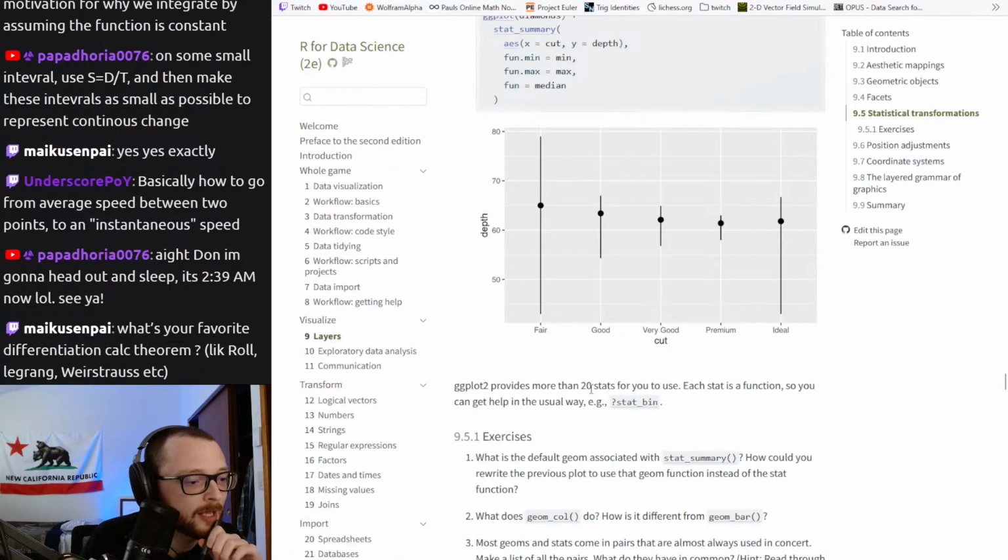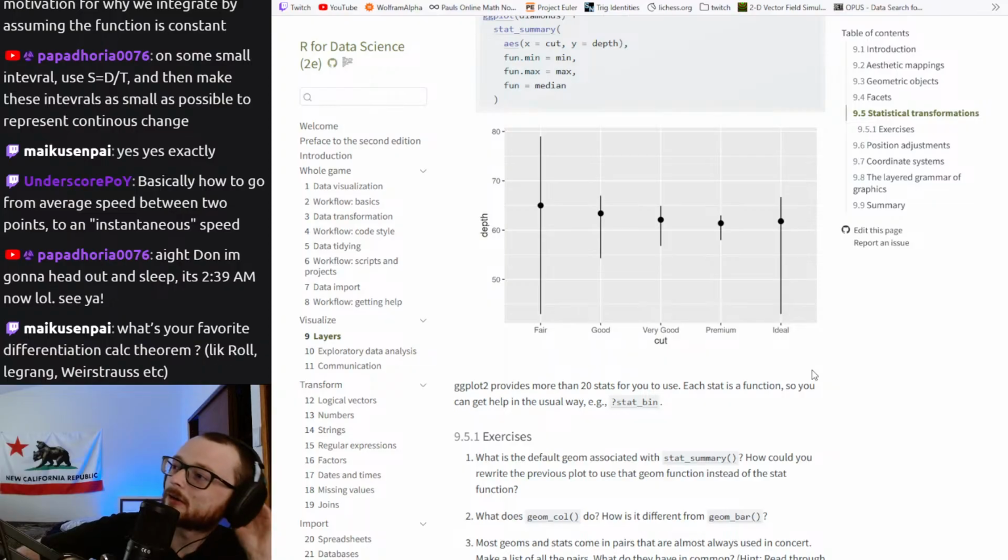My favorite differentiation calc theorem. Well, I don't know what these would be. Differentiation calc theorem. Oh, Rolle's. Okay, no, I see what you're saying now. Like Rolle's theorem or Lagrange theorem or Weierstrass. That's a good question. And I think like intermediate value theorem too, average value theorem. You said English isn't your first language, and I do think that different languages have different names for these theorems too, which will make it confusing.